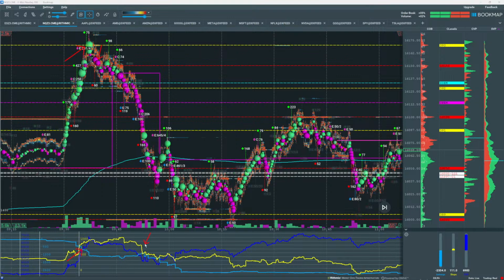Also, the yellow line is showing that sell stop orders help to fuel the move lower. Also, the dark blue line, CVD, cumulative volume delta, confirming all of the aggressive sellers. Let's go see what options traders were doing.